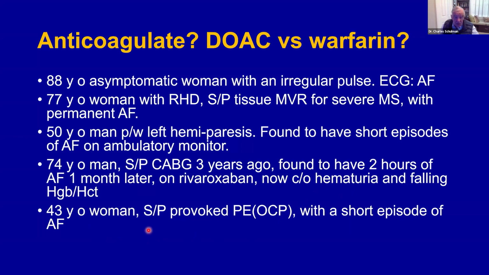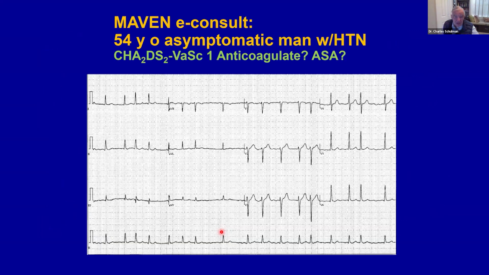Here's a 43-year-old woman who in the past had a provoked pulmonary embolism with a short episode of AFib, and we did not anticoagulate her. Okay, so back to our man. Here's the CHA2DS2-VASc of 1. So you think we should anticoagulate him? Yes or no? Put your answers in the chat. I think here there's no definite right answer. It could be either way.